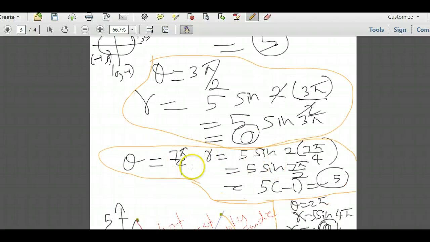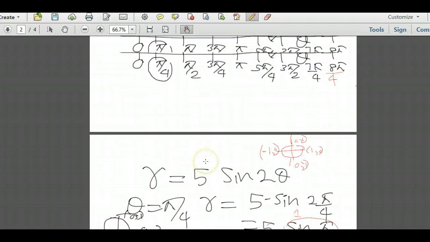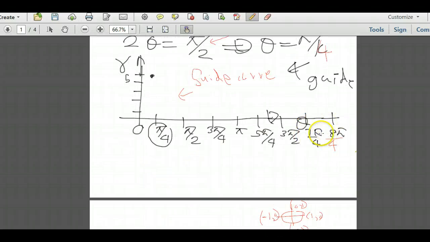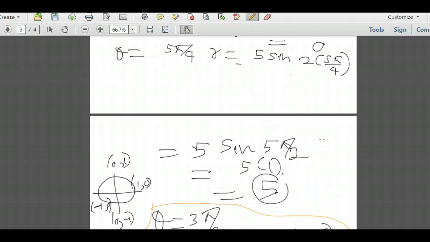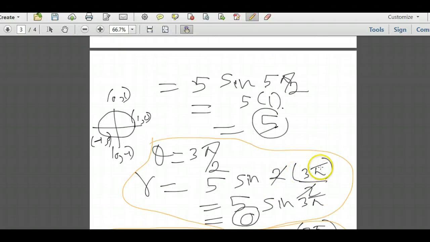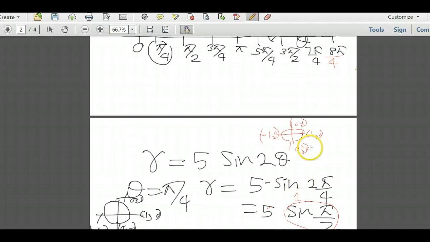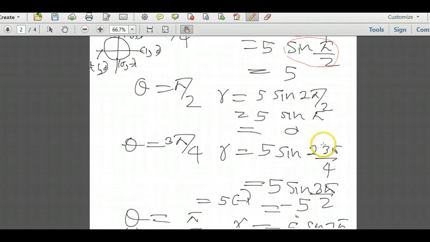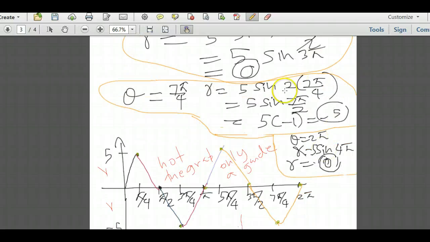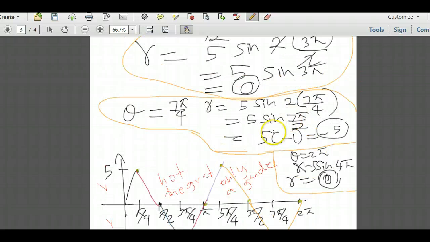And finally, or one before the final, you have 7 pi over 4. When you put 7 pi over 4, what do you get? You get 2 times 7 pi over 4. Cancel out the 2, you get 7 pi over 2. Now sine 7 pi over 2, what is that? 1, 2, 3, 4, 5, 6, 7. You're back here, right? And the y coordinate is negative 1. So sine 7 pi over 2 is negative 1. So you get 5 times negative 1, which is negative 5.